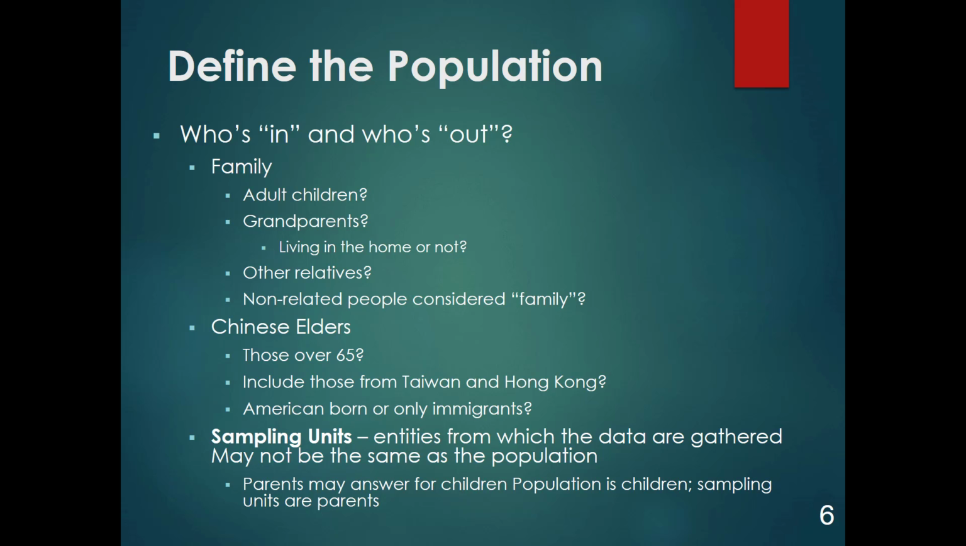Same thing with adult children. How do you include adult children? Who's considered an adult? Are you going to consider those who are 18, 19, or 21 an adult? Also, what about grandparents, if they're living in that home or not?